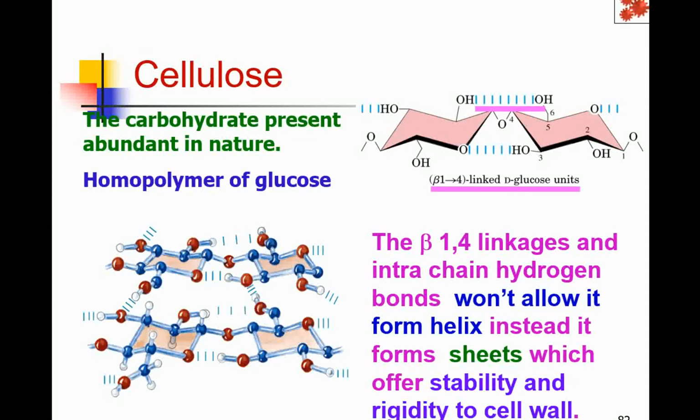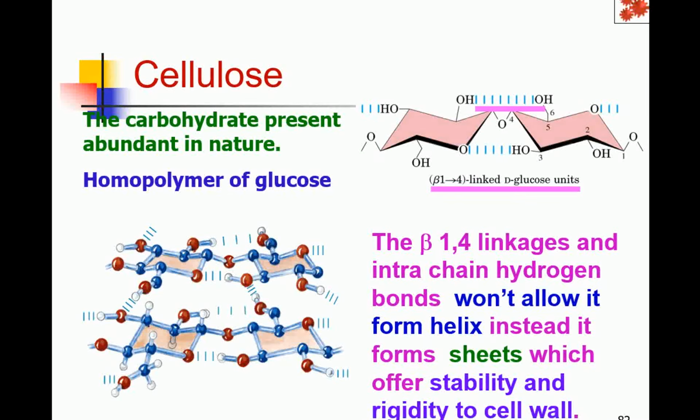So cellulose is also made up of glucose, but the glucose molecules in cellulose are linked by beta 1,4 glycosidic linkage. The beta 1,4 linkages and the intra-chain hydrogen bonds won't allow it to form a helix. Instead it forms sheets which offer stability and rigidity to the cell wall.